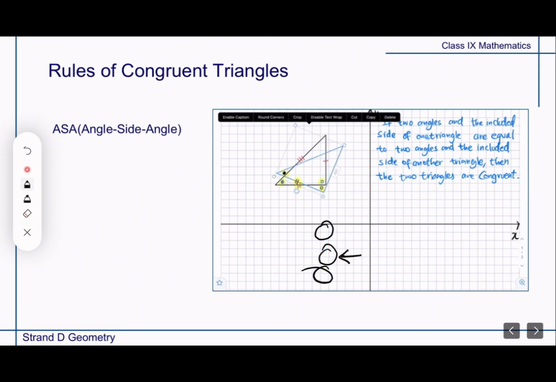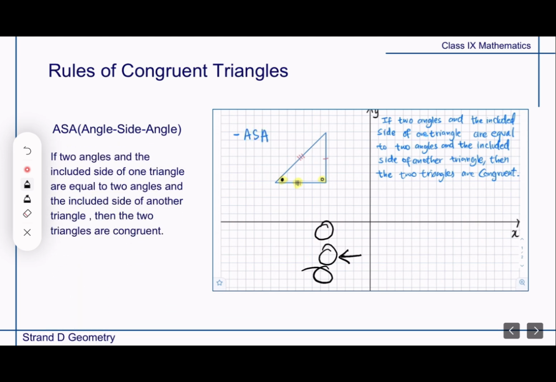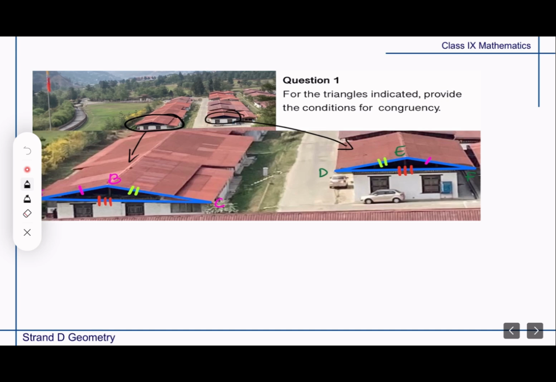So if this matches with the other triangle, then we conclude that the triangles are congruent. Now let's try out this concept with this example. For the triangles indicated, provide the conditions for congruence.